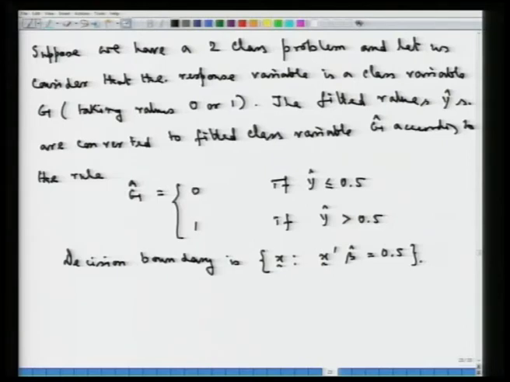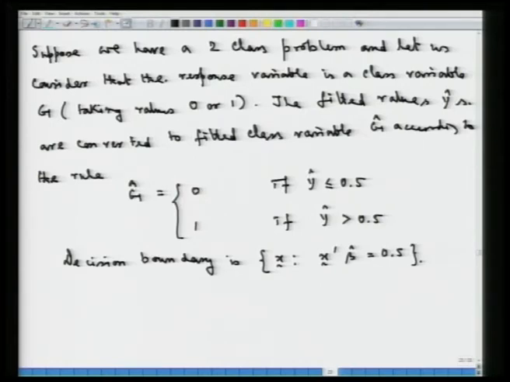It is a simple rule. What one assumes is that the response variable is 0 1, then applies a simple multiple regression type of setup and then gets the predicted class membership through the mapping that we have given here.